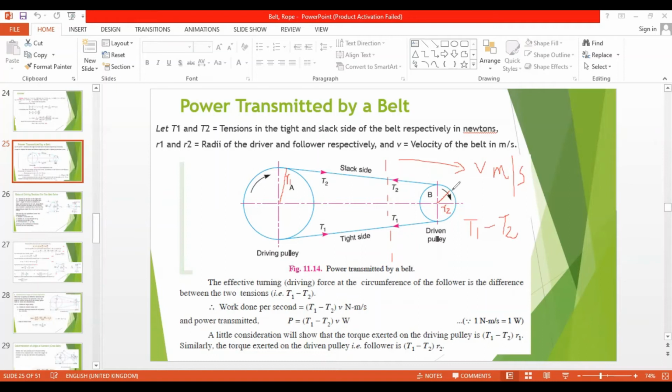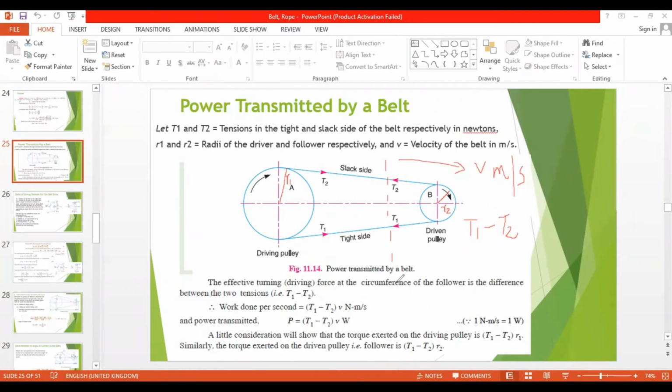Why we are considering the follower is that the power is generated at the driving pulley, but it is transmitted to the follower. So we need to find what power is transmitted to the follower. Our concentration is here, not there. So this is the effective driving force.